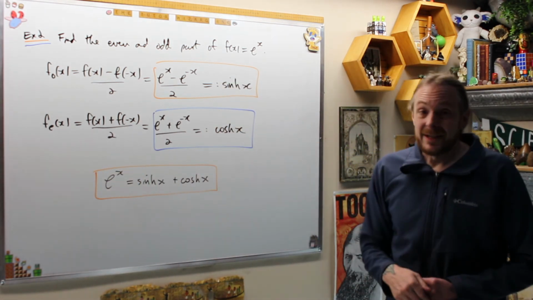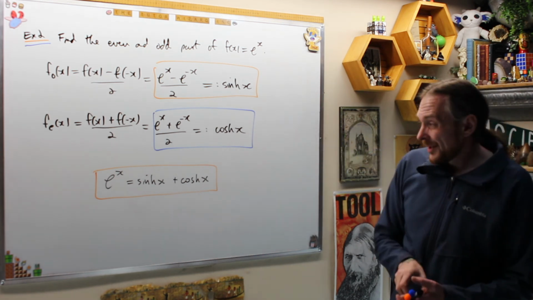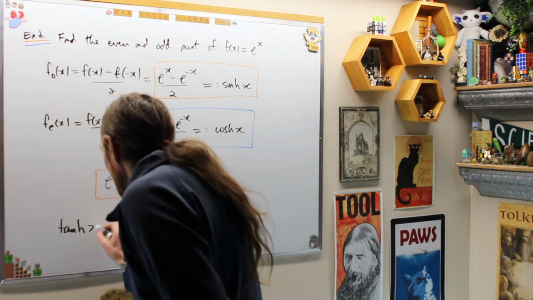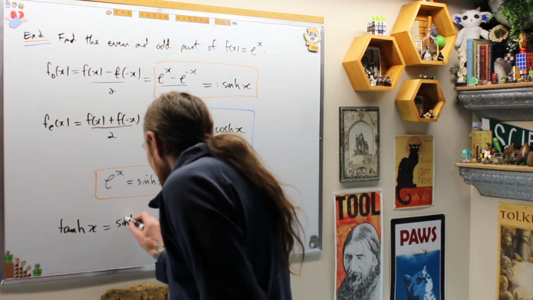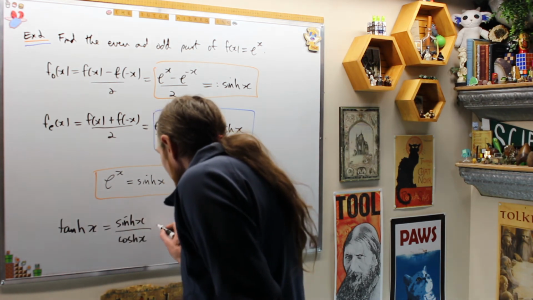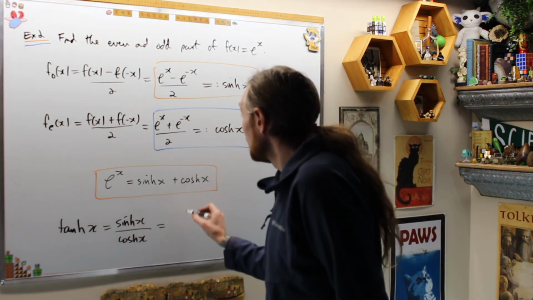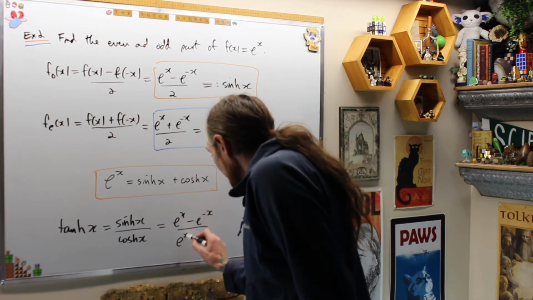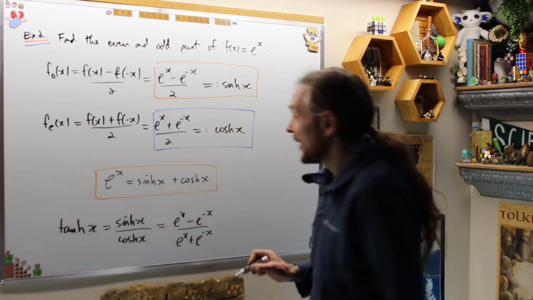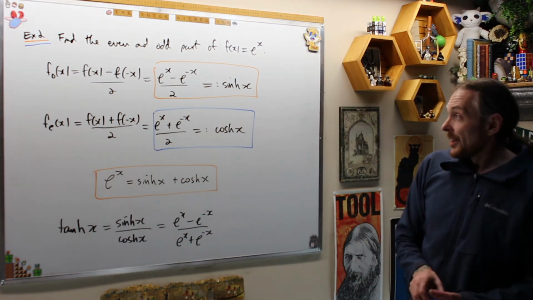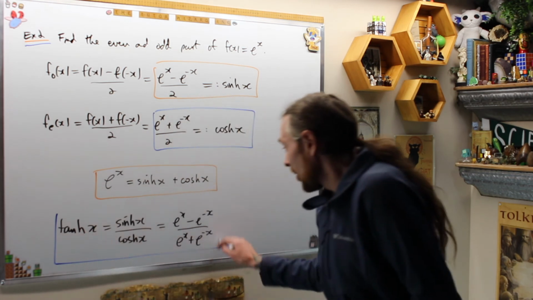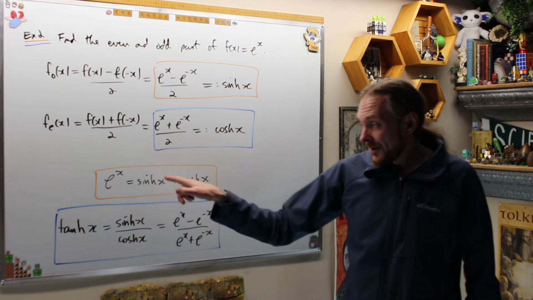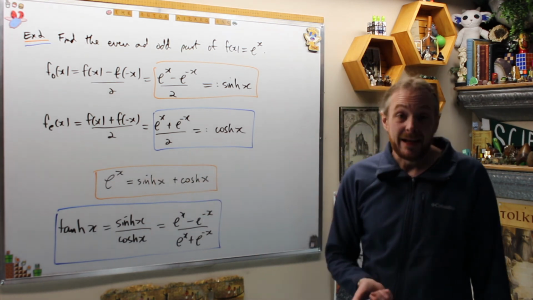So this is the definition of sine hyperbolic and cosine hyperbolic. Again, I said I would focus on these ones. Tan hyperbolic is going to be sine hyperbolic x over cosine hyperbolic x, which if you simplify it will cancel the 2's, and we're going to get e to the x minus e to the negative x over e to the x plus e to the negative x. This is sine hyperbolic, cosine hyperbolic, and tan hyperbolic. And remember, sine hyperbolic and cosine hyperbolic are the odd and even part of e to the x respectively.